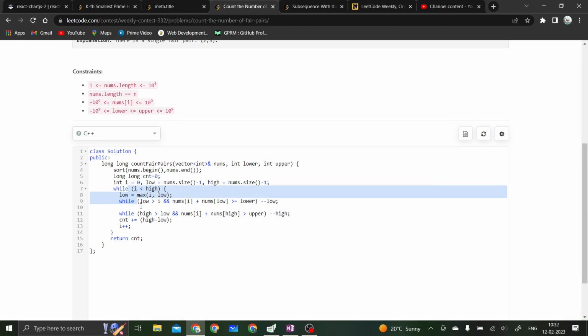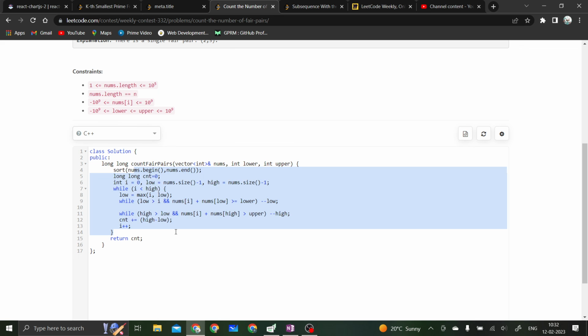So this will be O of n basically, and for sorting we will have O of n log n. So overall complexity becomes O of n log n. So in the end we will return count.